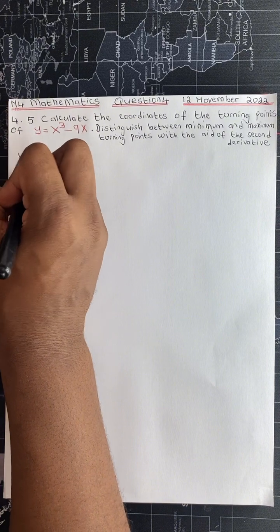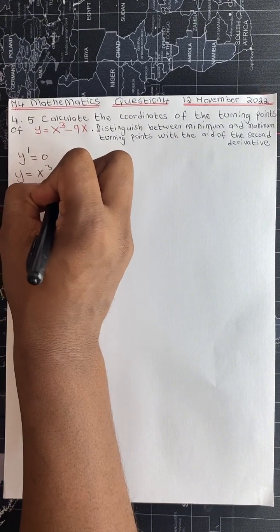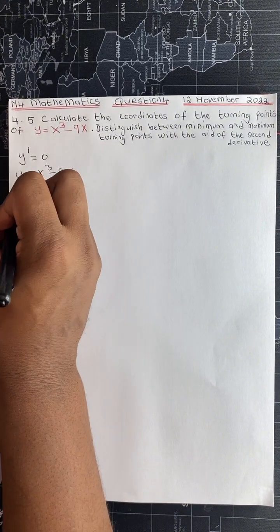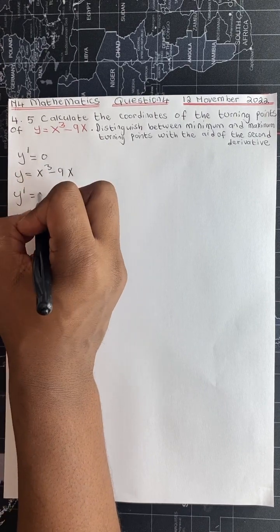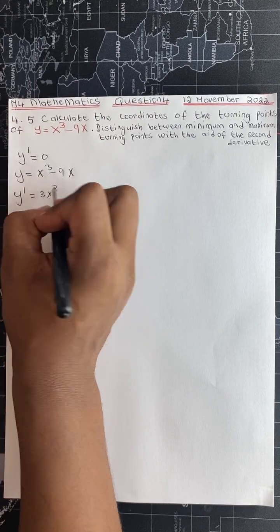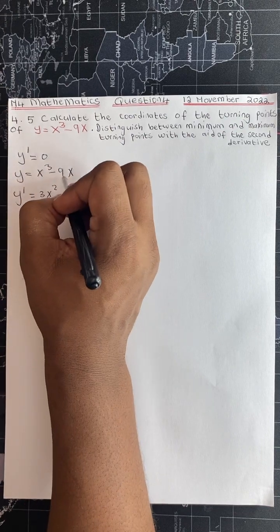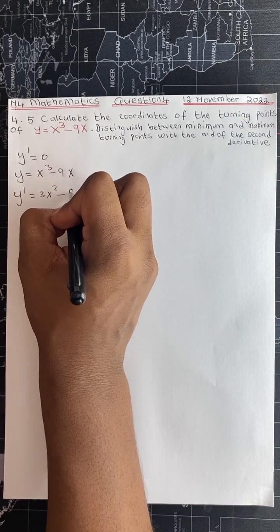So we have y equal to x cubed minus 9x. So the derivative of y will be equal to the derivative of x cubed, which will be equal to 3x squared, minus the derivative of the 9x, which is equal to 9.